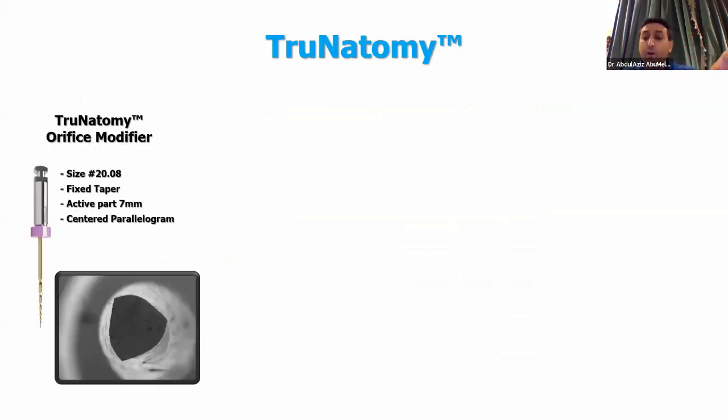We have the orifice modifier. The size of the orifice modifier is 2008. That means 20, that is 0, and the taper is 08. It's a fixed taper, which means every 1 millimeter. It only has a 7 millimeter active part. If you look at the cross section, it's centered. When you say parallelogram, that means it goes to the center. It doesn't touch the walls in a snake motion like the ProTaper Next.